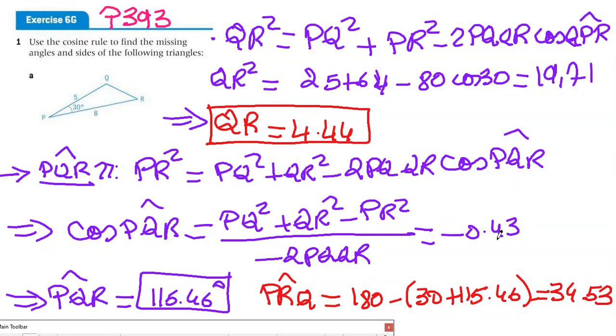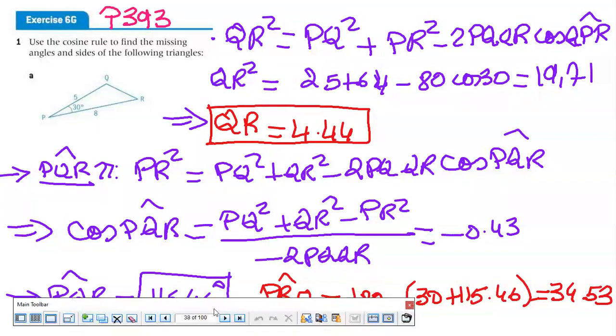You get the cosine. How do you find the angle? On the calculator, you put shift cosine, and you will have the angle PQR as 115.46. How do you find the third angle? We know that the sum of the angles in a triangle is 180, so it's 180 minus the sum of the other two, and we'll get the third angle.